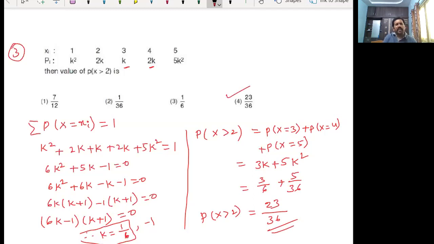So this is also a very easy question in 2020 mains given. Students, all of you understood now?